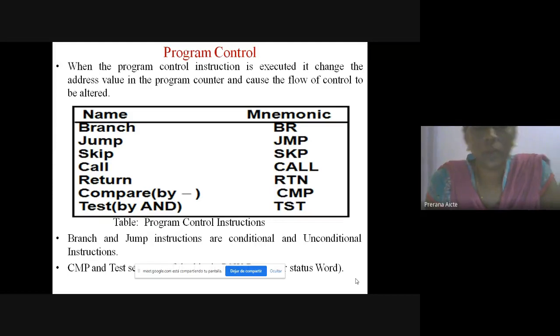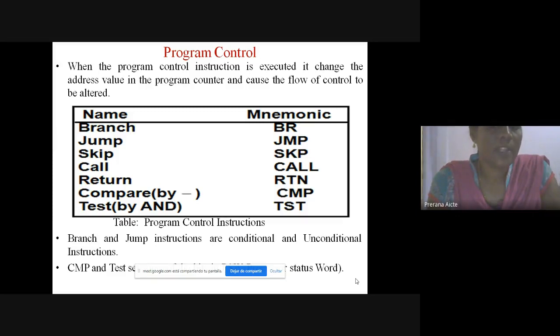And program control instructions. When a program control instruction is executed, it changes the address value in the program counter and causes the flow of control to be altered. Some examples of program control instructions: branch. Whenever a branch instruction occurs during program execution, the program counter loads the new address.